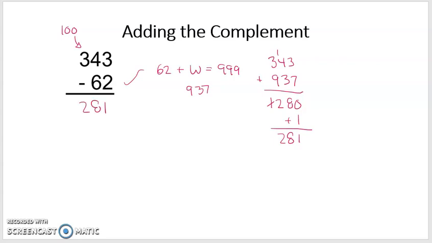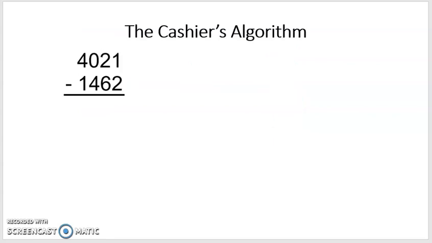281. All right. Let's do two more problems, same two algorithms, but with some more complex problems. Okay, so Cashier's algorithm for 4,021 minus 1,462. We kind of have to suspend belief again. I bought something for $1,462 and I give them $4,021 for some reason, but we're just going to say, well, I'm just counting up.